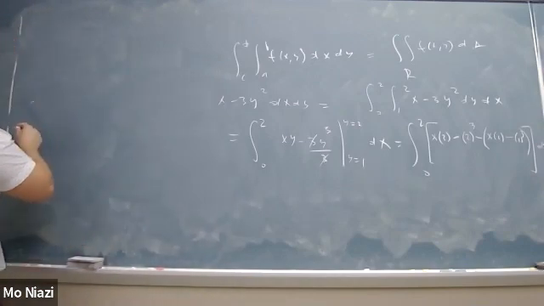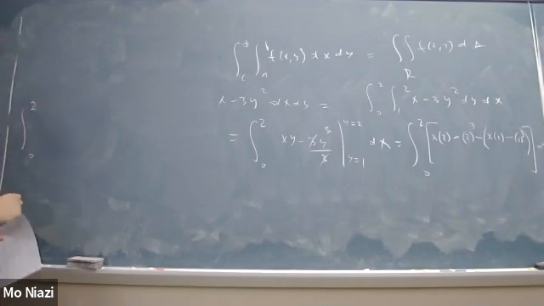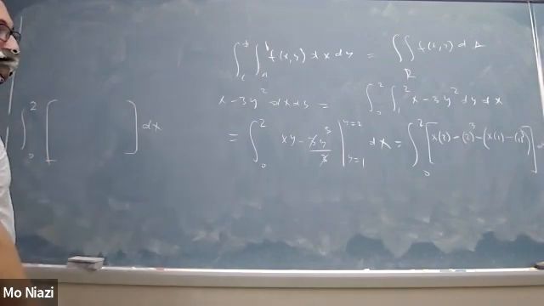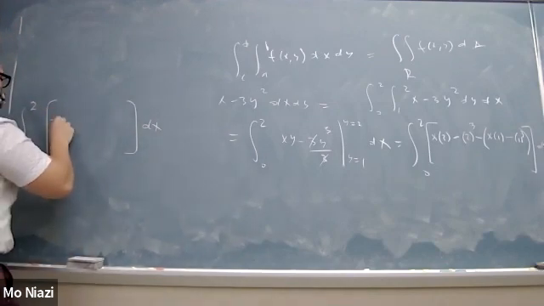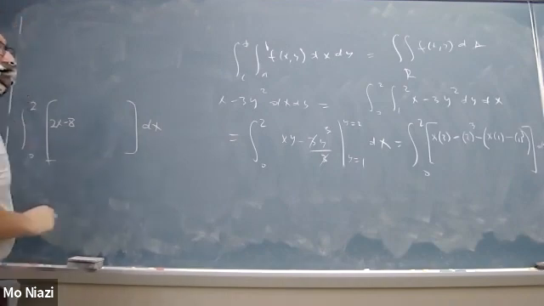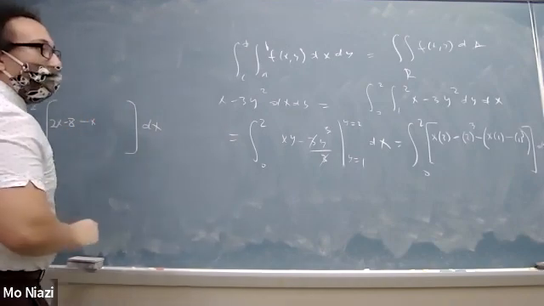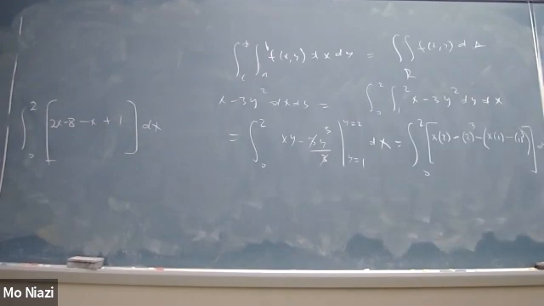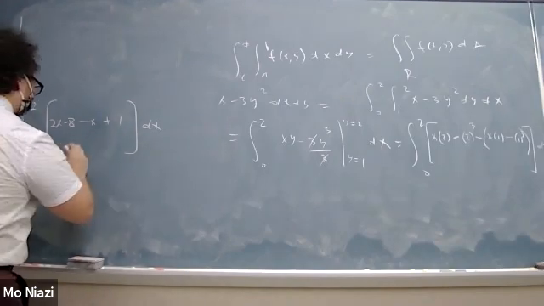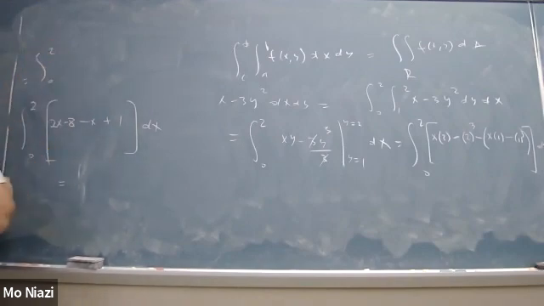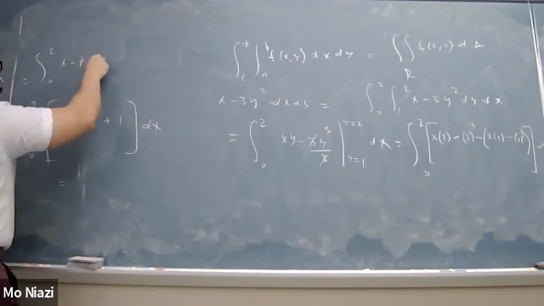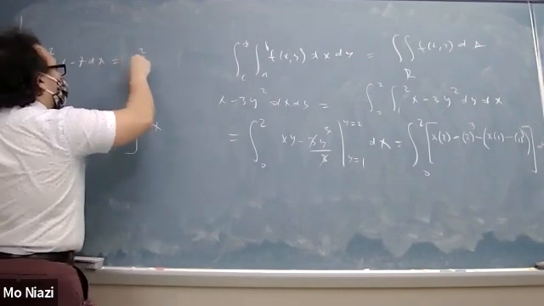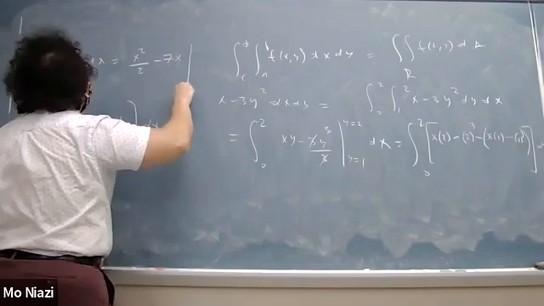So that ends up equaling the integral from 0 to 2 of something dx. That becomes 2x minus 8, that becomes a negative x, and that becomes a positive 1 when I distribute the negative. So these end up equaling the integral from 0 to 2 of (x minus 7) dx. And then we integrate that to get x squared over 2 minus 7x, evaluated from 0 to 2.